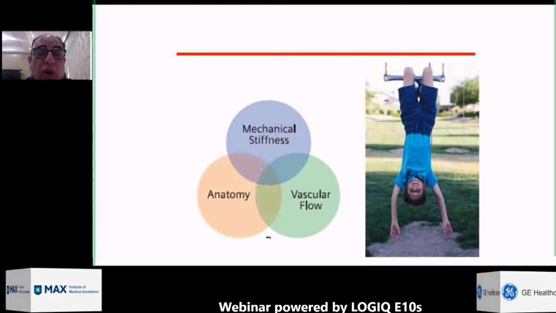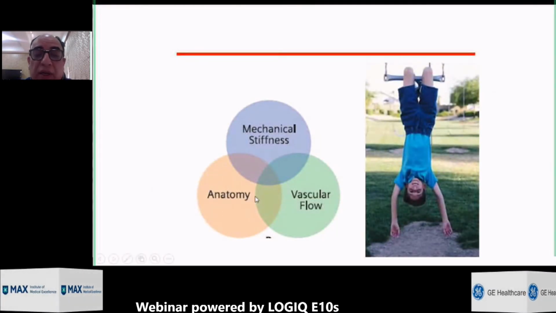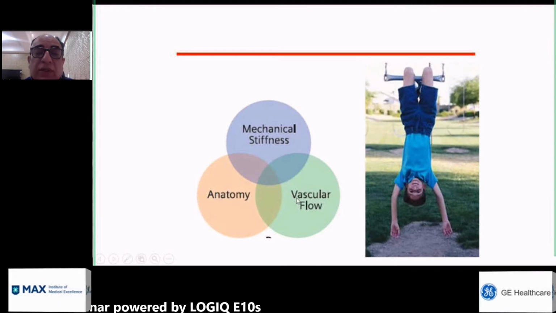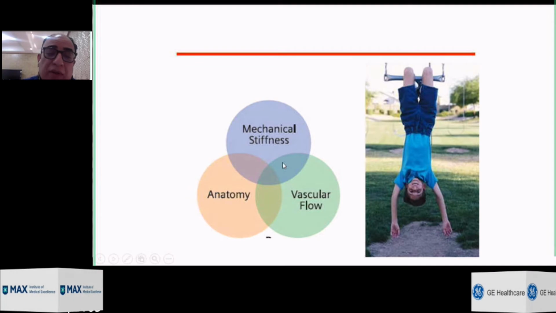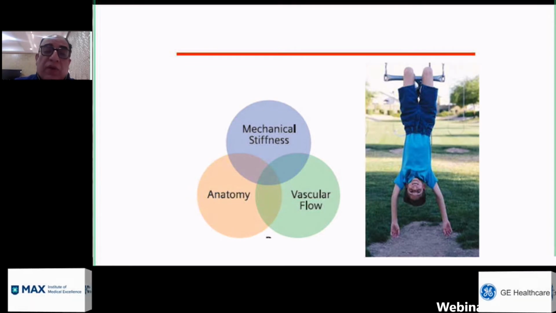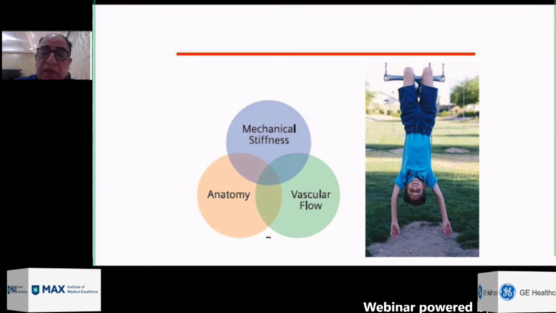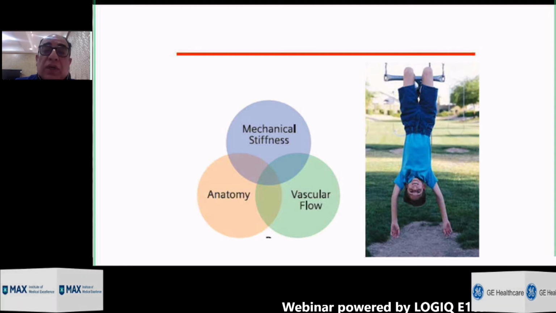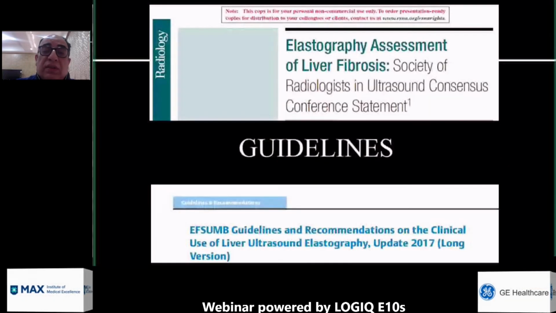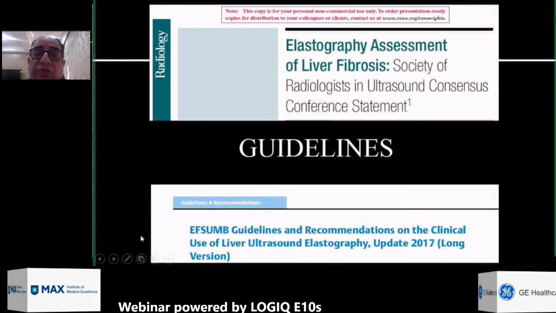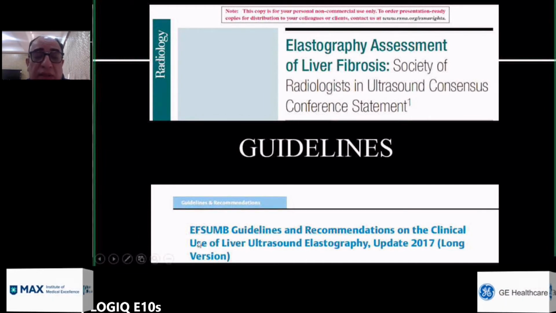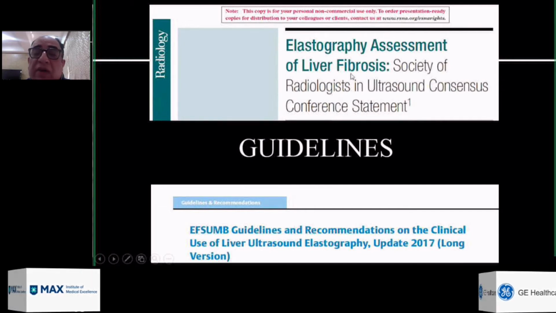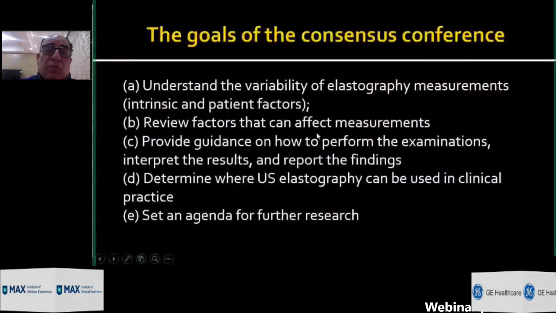As radiologists, we have always been doing anatomical and physiological imaging with vascular flow, but since 2010 we have added to our armamentarium the evaluation of mechanical stiffness of various tissues. So it's not only limited to the liver. Of course, this talk is limited to the liver. We also now have various guidelines, the SRU guidelines and the FSM guidelines. So things have been well accepted, and we move on from them.